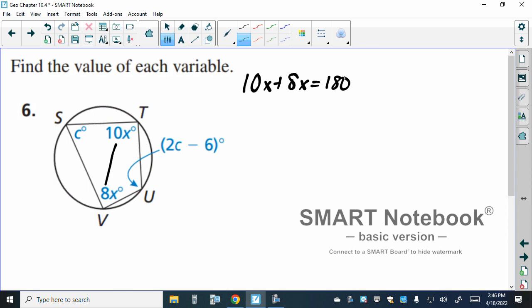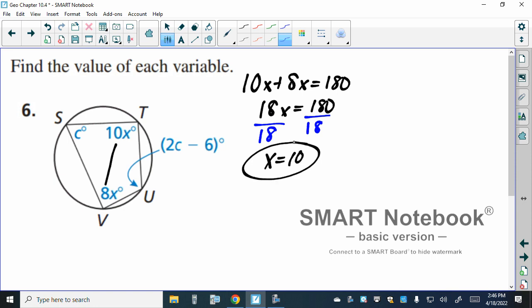Exactly. 10x plus 8x is 18x. Divide both sides by 18. Exactly, x is 10. What about the other one? So we would do c plus 2c minus 6 is equal to 180, and I believe we should get 62.